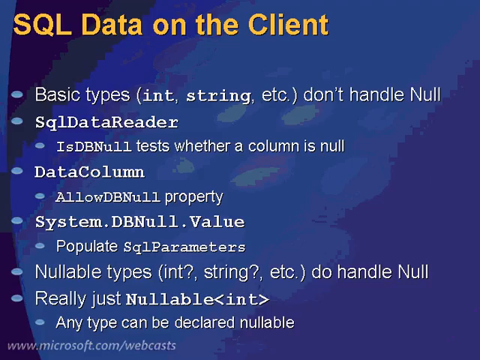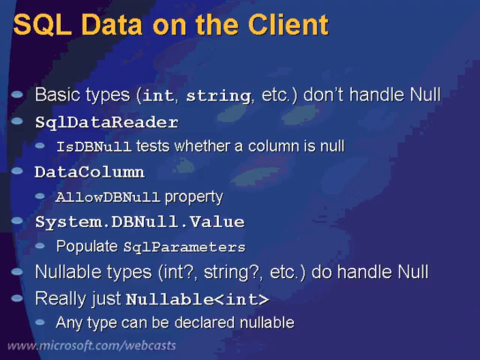In the SQL data reader, there's a method called IsDBNull, and you can pass that a column name, and that will check whether or not that column is null. If it is, then you can put a holding value or something in your variable. If you do put your data in a data table, the data column itself has an AllowDBNull property that you can set to allow nulls to go in there. And if you're using SQL parameters to call stored procedures or to execute SQL statements, you can use System.DBNull.Value to assign a null to that or to check if that has null.